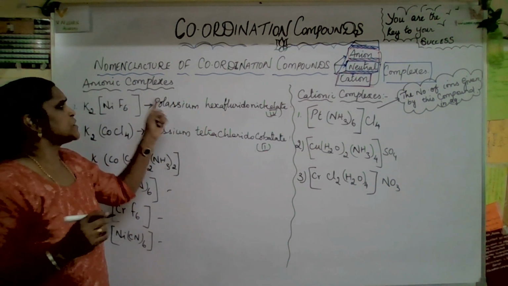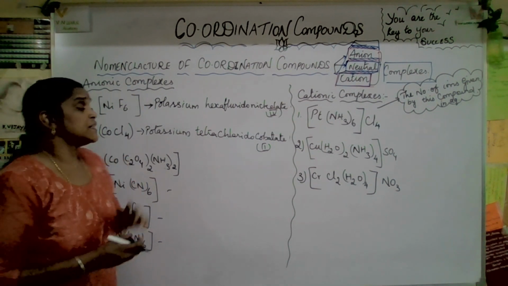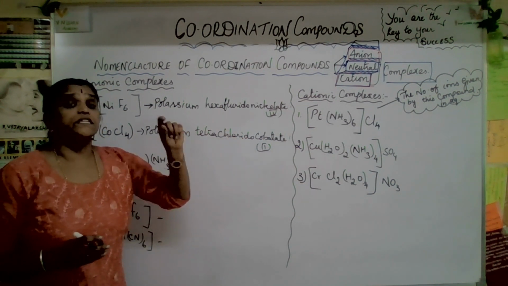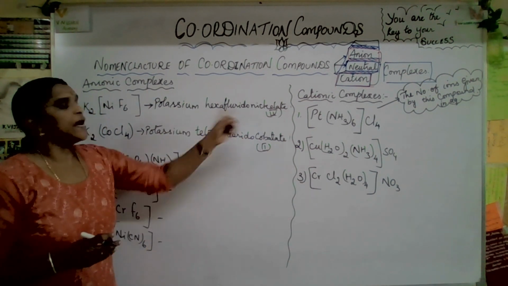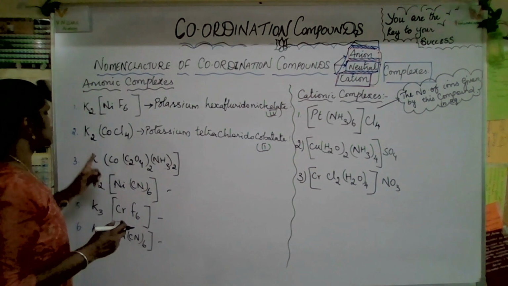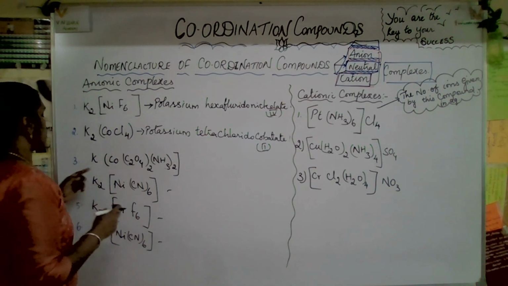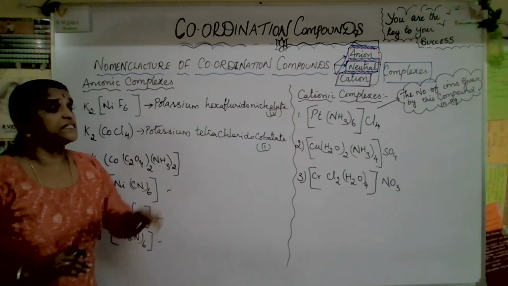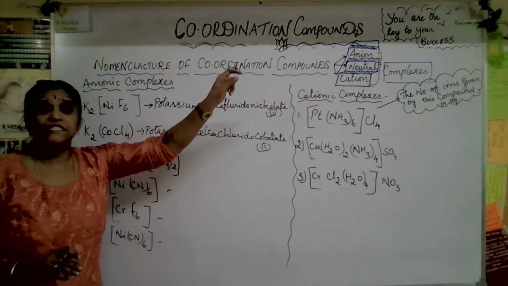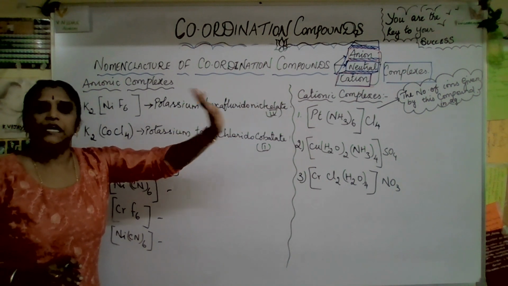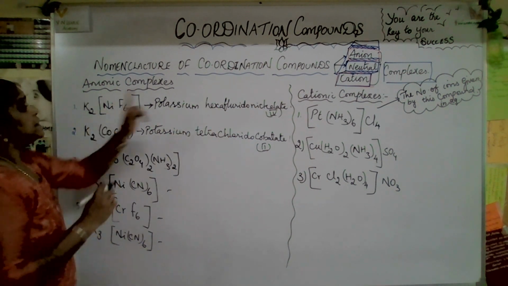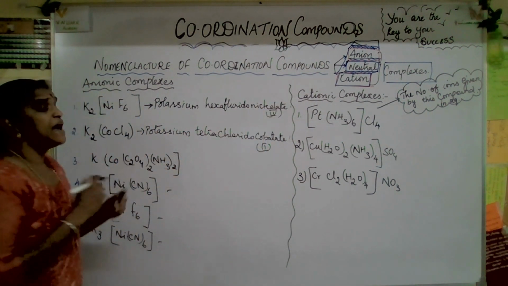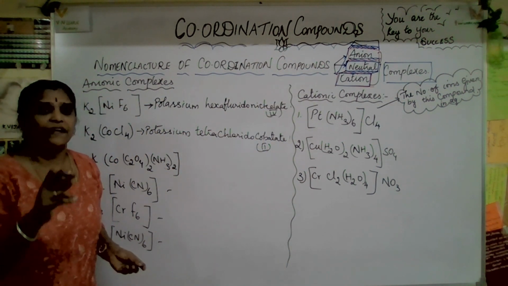You know what is the speciality of anionic complexes? When you mention the central metal ion, the suffix will be ate. That is the speciality of the anionic complexes. Whereas in cationic complexes and neutral complexes, the central metal ion keeps the same name, like the Latin name, it remains the same. That is only meant for cationic and neutral complexes. Why I am comparing, you will remember, that is the reason.